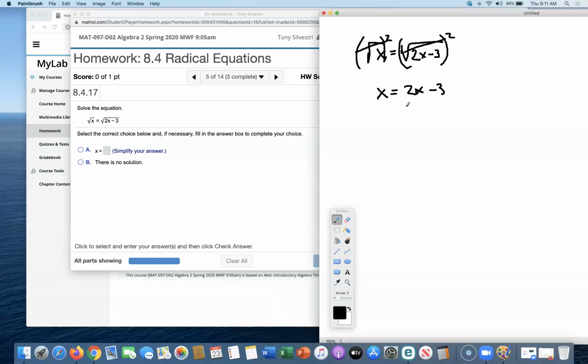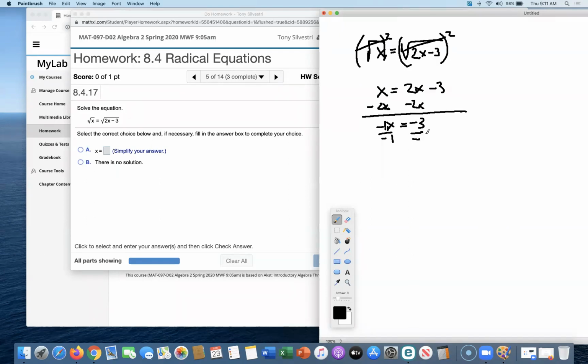So what I'm going to do now is subtract 2x. All right, that's an x. And then x minus 2x is negative x equals negative 3. And that negative x means negative 1x. So x is being multiplied by negative 1. So I'm going to divide both sides by negative 1. Cancel. See the opposite. x equals 3.